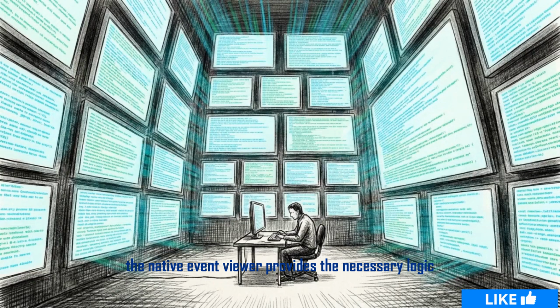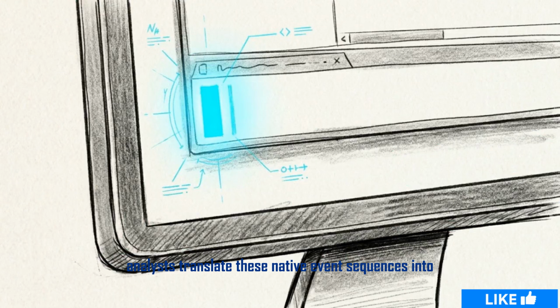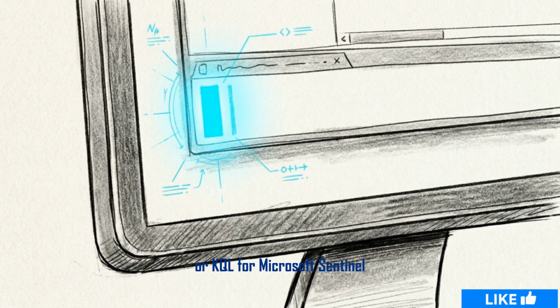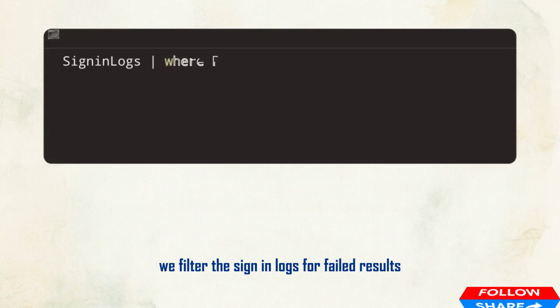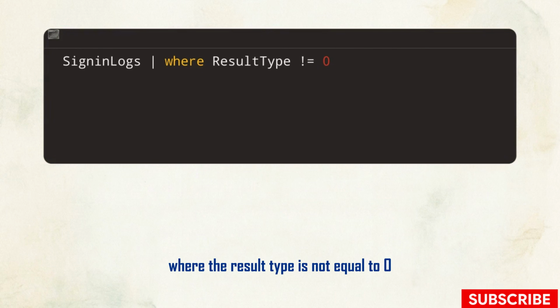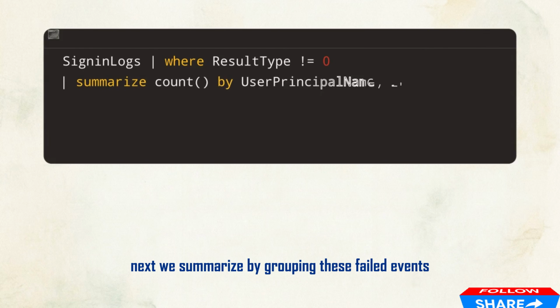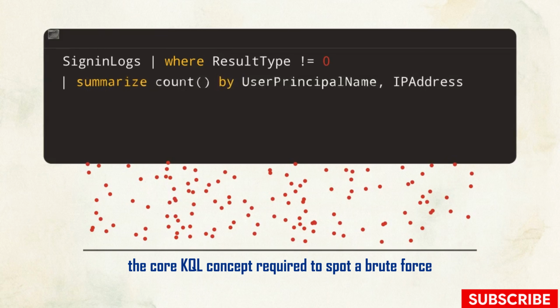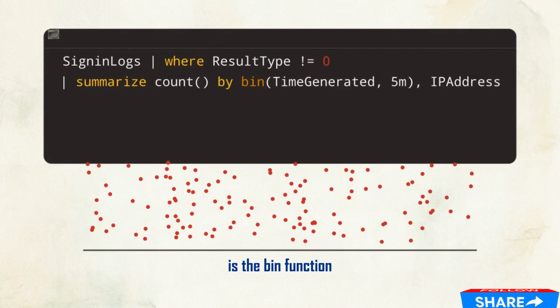Understanding the native event viewer provides the necessary logic, but manual log review is unscalable for enterprise environments. Analysts translate these native event sequences into SIEM queries, specifically using the Kusto Query Language, or KQL, for Microsoft Sentinel. To hunt our infiltration sequence, we filter the sign-in logs for failed results, targeting events where the result type is not equal to 0. Next, we summarize by grouping these failed events by the target user and the source IP address. The core KQL concept required to spot a brute force is the bin function.